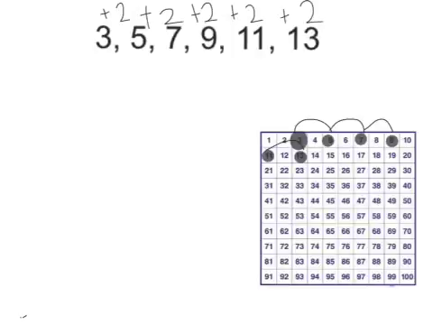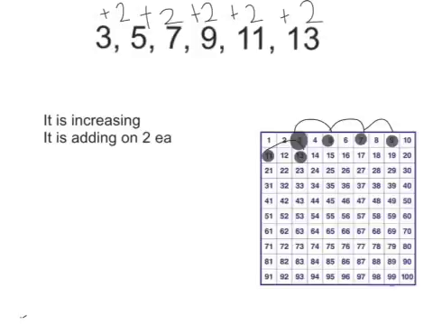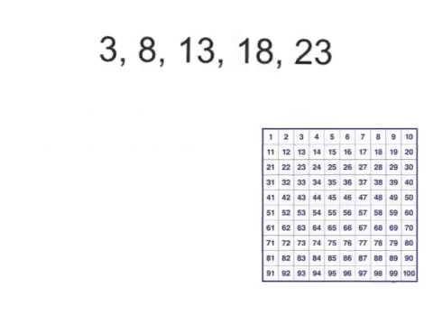So to describe what's happening with this pattern, I might say it is increasing, so it's getting bigger. It is adding on 2 each time in the pattern. Okay, and that's how we would describe a number pattern. Let's take a look at another example.